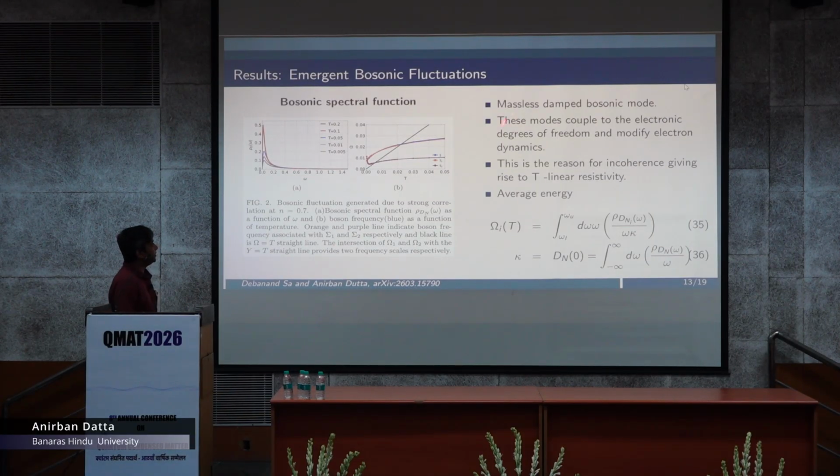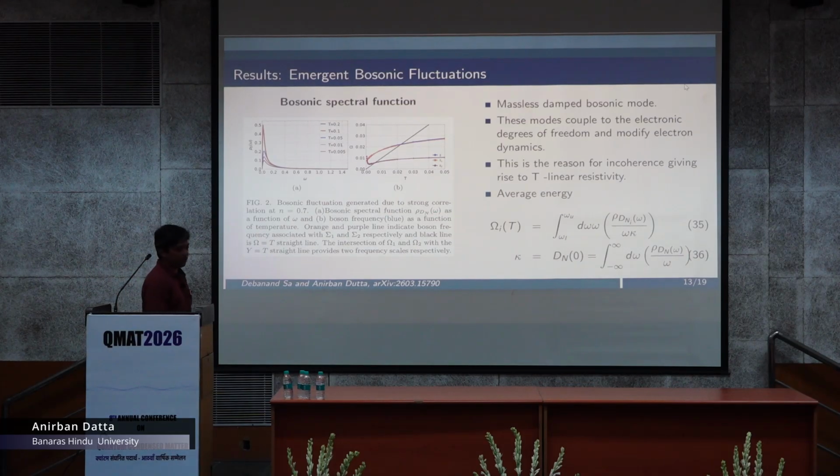From there, these bosonic modes, the charge and spin fluctuation bosonic modes, couple to the electronic degrees of freedom, and they modify the electron dynamics. These are incoherent modes, and this is the reason for the T-linear resistivity in the strange metal phase.